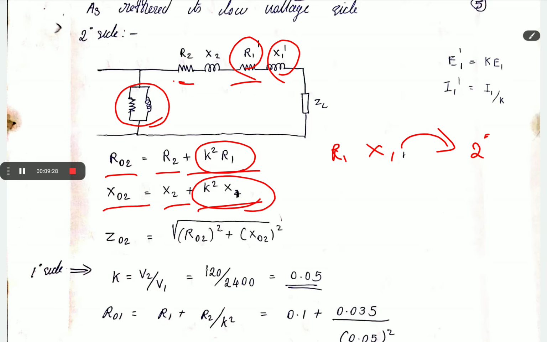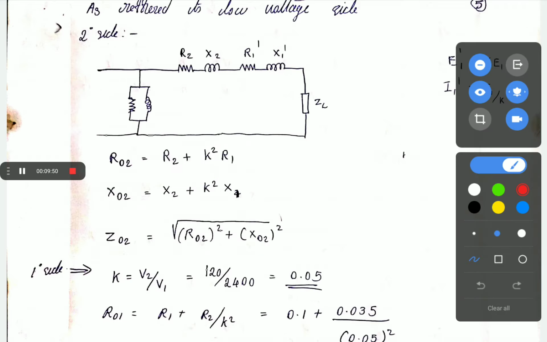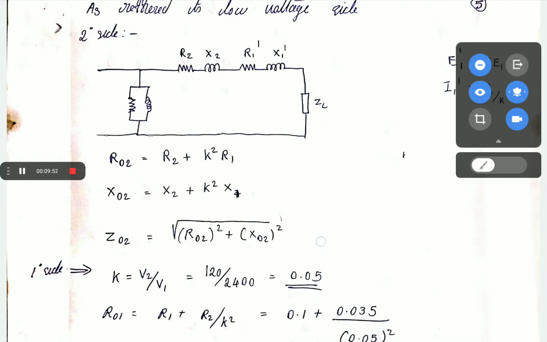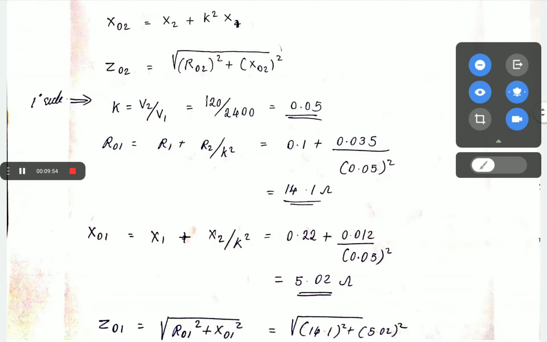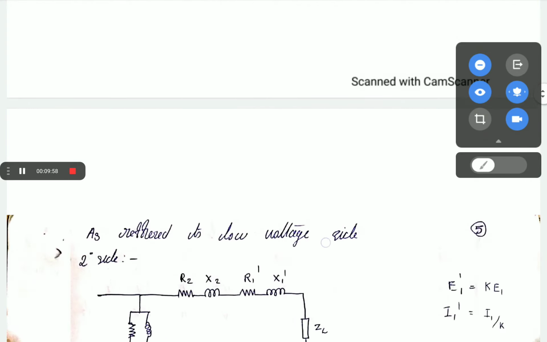The sum of this. Okay. So to get the X1 dash, you just multiply by K square. X1 dash is equal to K square into X1. Similarly, Z02 is the root of the sum of the squares of these two values, R02 square plus X02 square. Now we know all the equations. Then do the problem as referred to primary side.